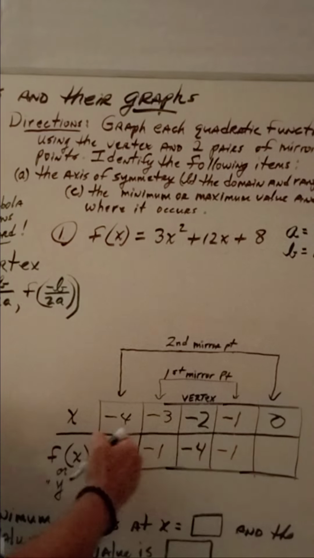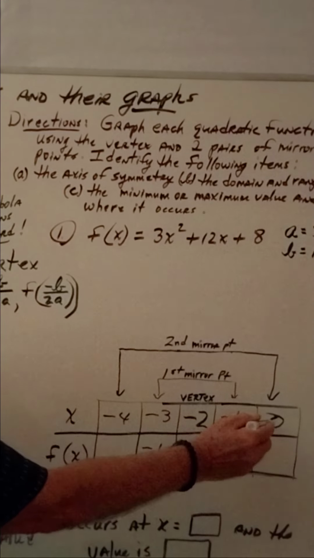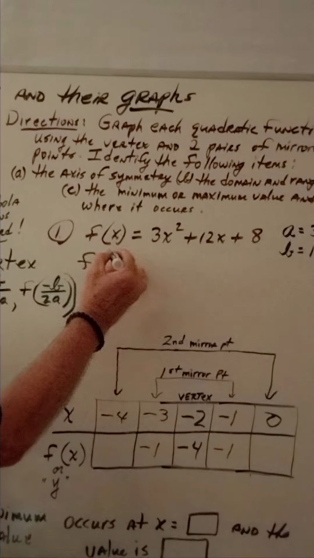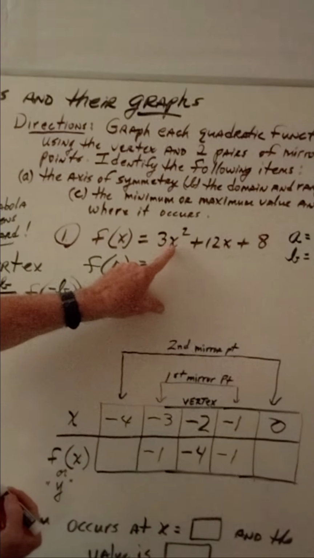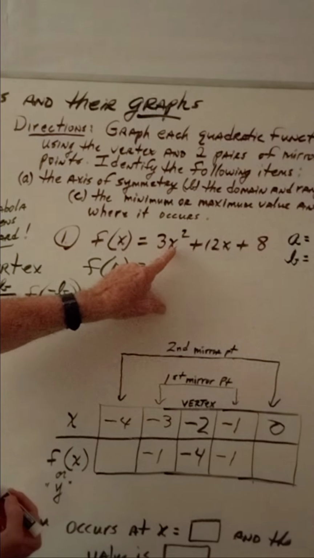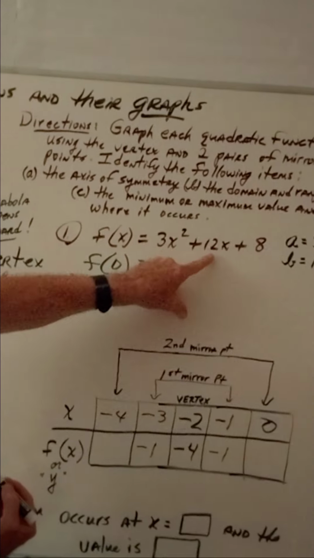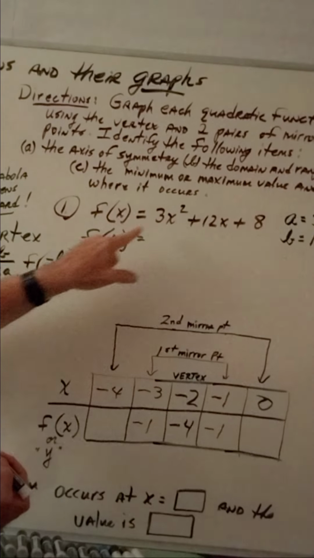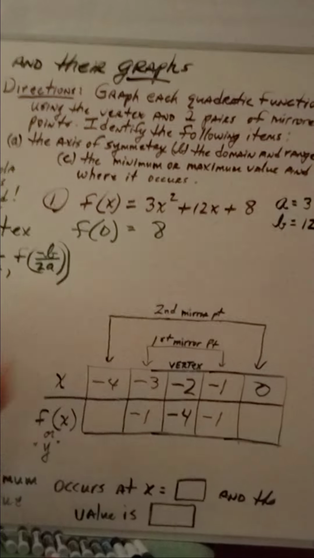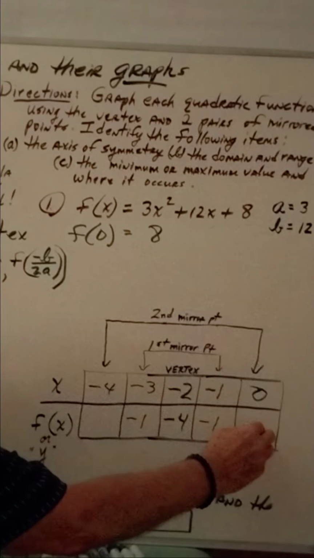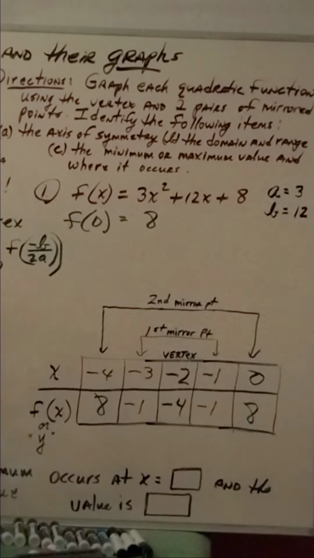This y value and this y value will be the same. Let's use him. He's much easier to use. Oh, we can save some time. If x is going to be 0, 0 squared is 0, and 0 times 3 is nothing. That's going to be nothing. When the domain is 0, the range is going to be 8. So this is going to be 8 here, and this one's going to have to be 8 as well.